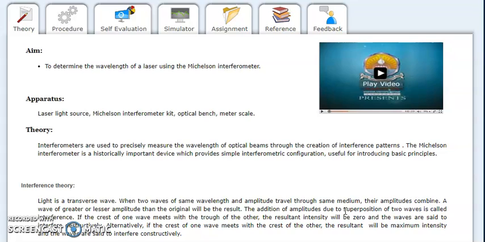Superposition of two waves normally gives interference. When a crest of one wave and a trough of the other wave add together, the resultant intensity is zero. That is called destructive interference. We studied this in theory. Another case is when the crest of one wave meets the crest of the other wave, the resultant intensity is maximum. This interference is called constructive interference. With these basic things, we are going to calculate the wavelength of laser.